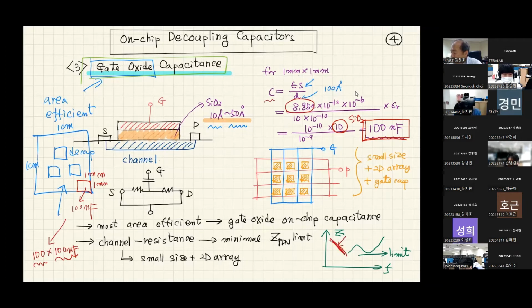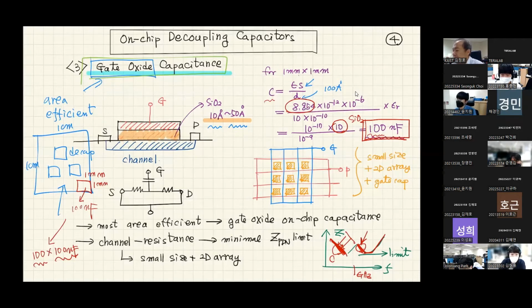Off-chip decoupling capacitor C is much higher than on-chip, but it has smaller resistance and smaller inductance. So this is a very useful area for gate oxide capacitance, especially in the gigahertz range. Compared to off-chip capacitance, C is not that big. Even though we have 1 millimeter by 1 millimeter size, the capacitance is 100 nanofarad. So it is not big, but it is very suitable for high frequency decoupling capacitors.